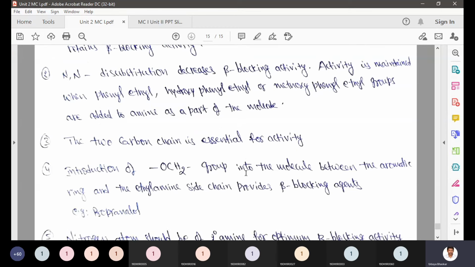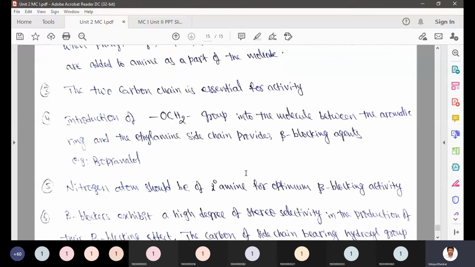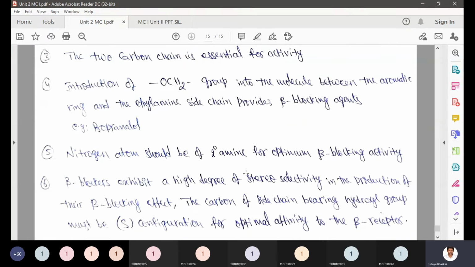Most of the times it is isopropyl group only, right? So the 2-carbon chain is essential for activity, that is ethylene link. Introduction of OCH2 in case of aryl oxypropanolamine, second category, that will provide beta blocking agents.